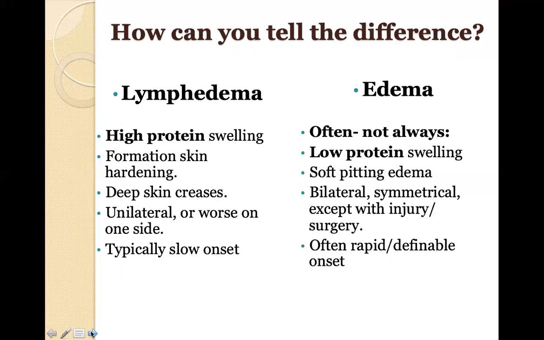And often it is low protein and soft and pitting, and it has a rather definable onset. You sprain your ankle, the swelling starts. Acute congestive heart failure, the swelling starts. Liver disease, if they have enough hypoproteinemia, the swelling starts. With lymphedema, it's more insidious.